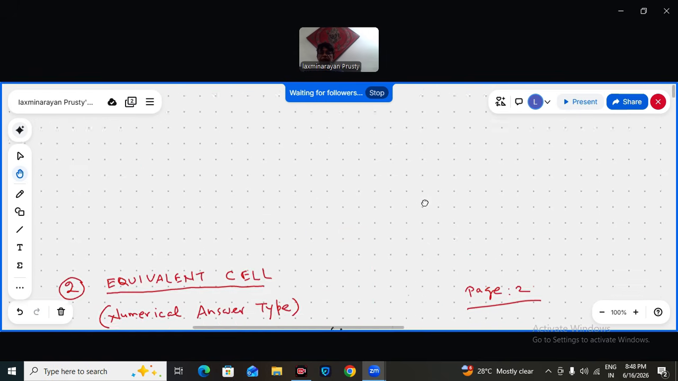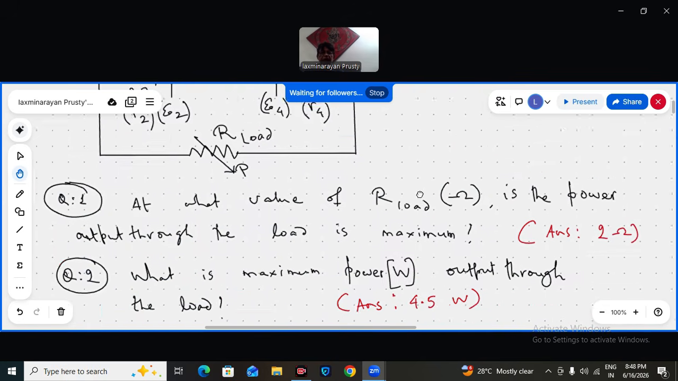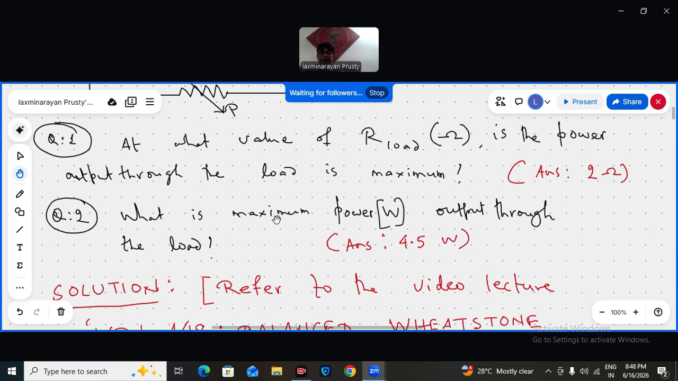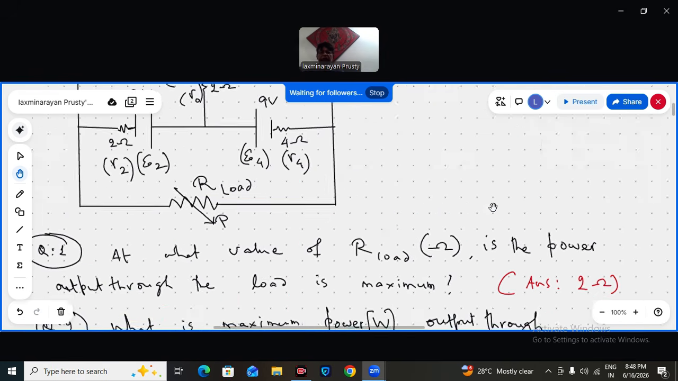Numerical question, answer time. In ohms is the question, that is 2 ohms. At what is the maximum power output through the load? In watts, so that is 4.5. Okay, let us see this.